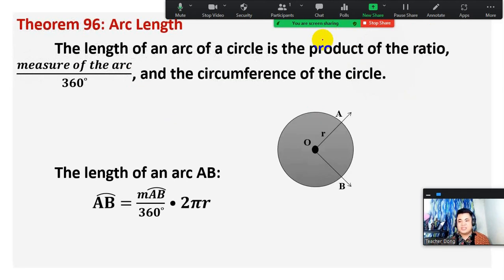Theorem 96, this is the last one that we're going to talk about for today. The length of an arc of a circle is the product of the ratio. In the examples a while back, we were just getting the degree measure of the arc, but this time we're going to get the length of the arc.